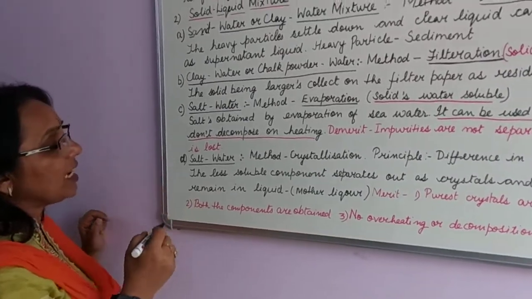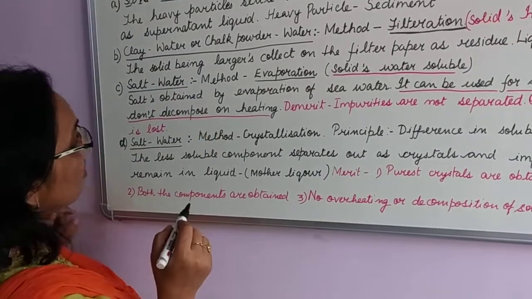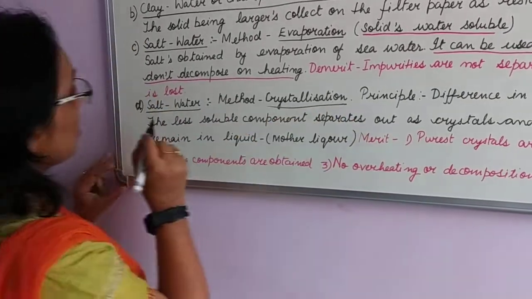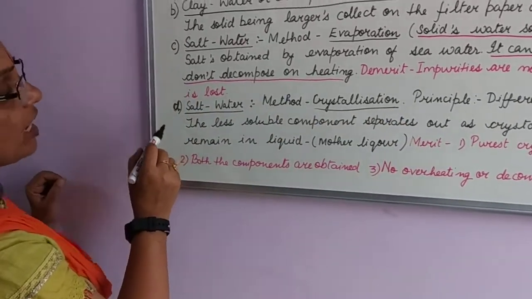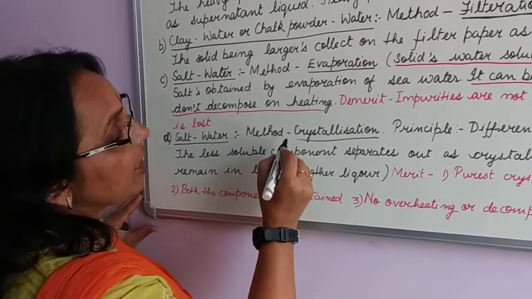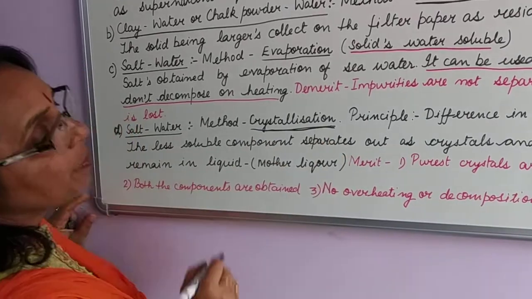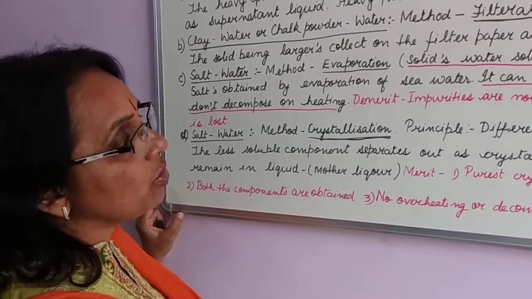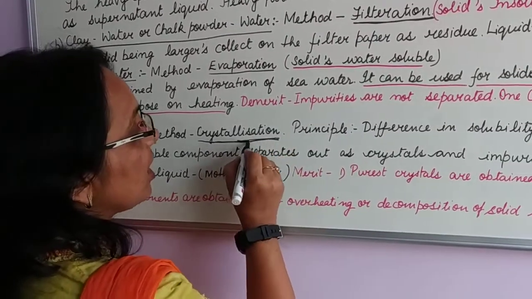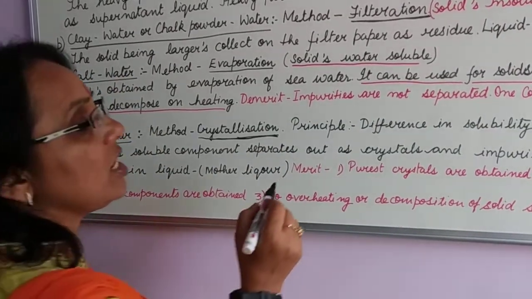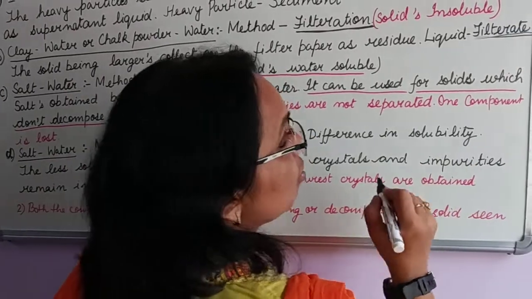So a better technique for the separation of salt from water is known as crystallization. So let us talk about the fourth technique. Salt and water can better be separated by a technique which is known as crystallization. In crystallization, what do we do? First let us study the principle of crystallization. The principle of crystallization is difference in solubility.